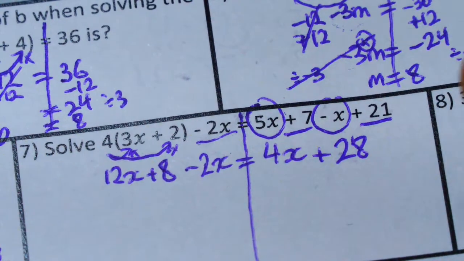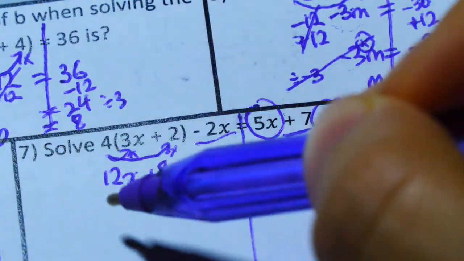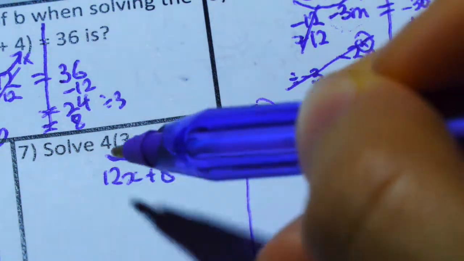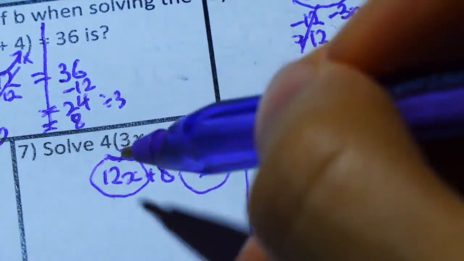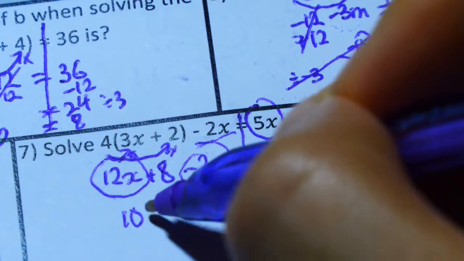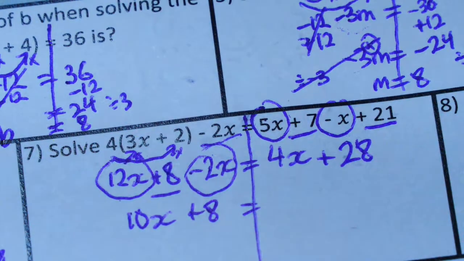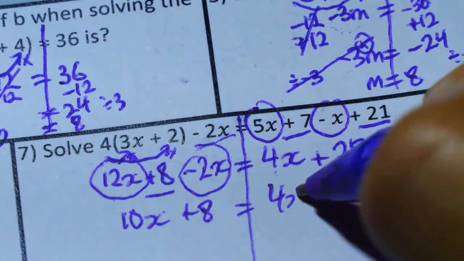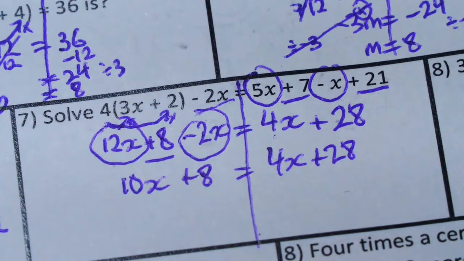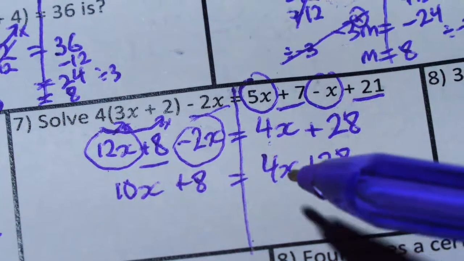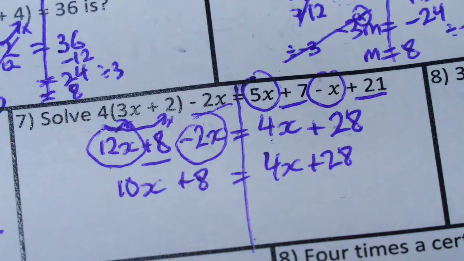Okay. Now, here on this side, we can also simplify because I have plus 12x here and minus 2x here. 12x minus 2x is 10x, and I have the number plus 8, equals 4x plus 28. So again, I'm looking, where is my x? I have 4x here and 10x here. I have x on both sides.